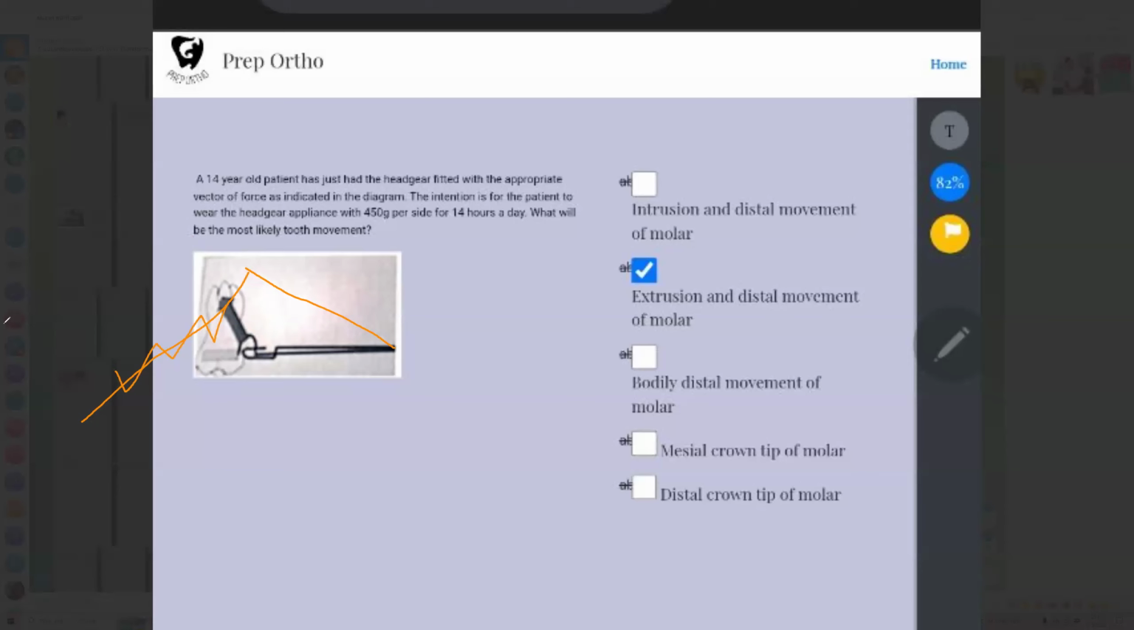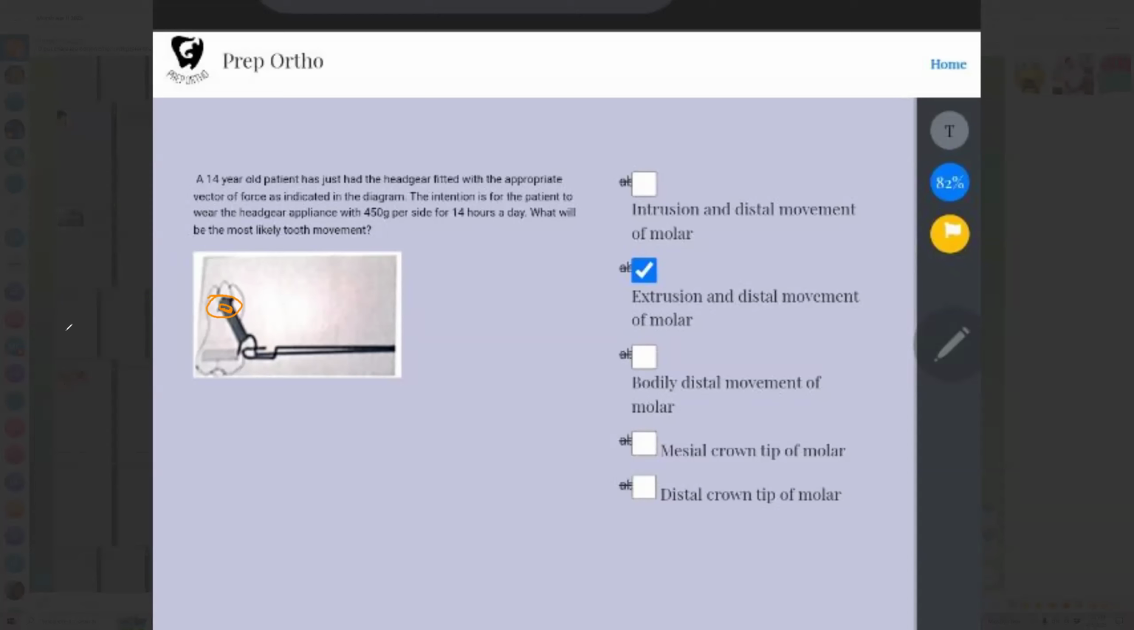Dr. Harris, sorry for that, but here the force of the action is above the COR, doctor. So shouldn't it be option A? See, the force is passing through the center of resistance. It's at the level of trifurcation. Yes, sir. So it's passing from there, so it's a bodily movement.